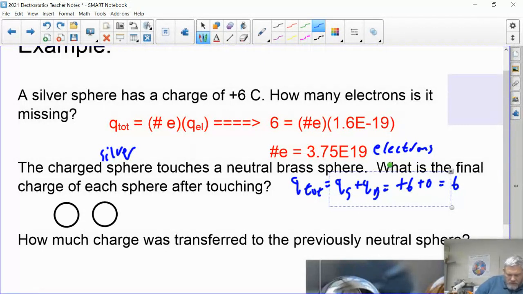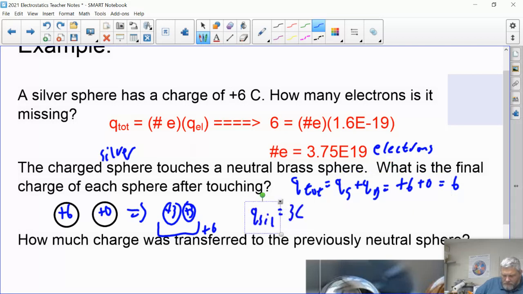Initially it starts as +6 plus 0, but when they touch one another, the total is still +6, but this is going to be +3 and +3. And so the Q total is still 3 plus 3, which is 6. But Q of the silver is now going to be 3 coulombs, and the charge of the brass is going to be 3 coulombs, both of them positive.